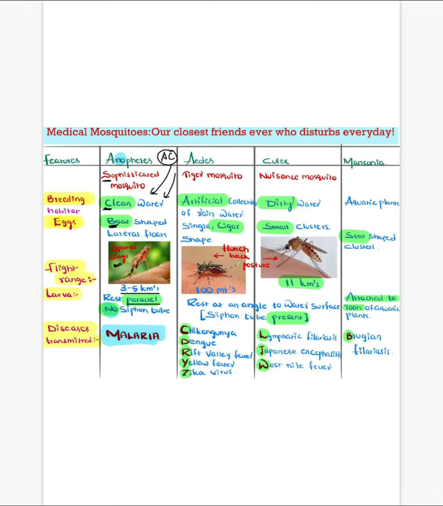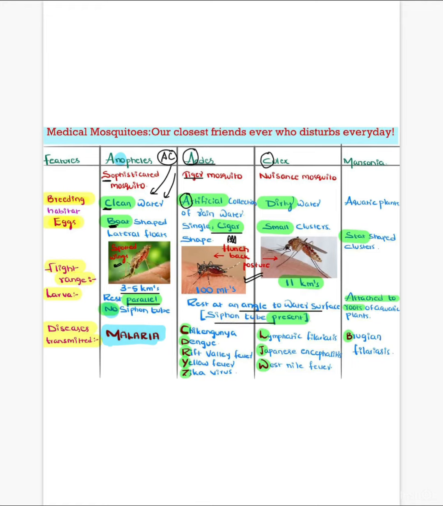Now coming on to your Aedes one. This Aedes mosquito, 5-letter Aedes, 5-letter tiger. So this Aedes mosquito is the tiger mosquito. This Aedes breeds in artificial water. The eggs are single cigar shaped eggs. Guys, it looks like this, single cigar shaped eggs. And this has a hunchback posture. Both Aedes and Culex have a hunchback posture. This is important. They rest at an angle to the water surface, and siphon tubes are present in both Aedes and Culex. Again important.